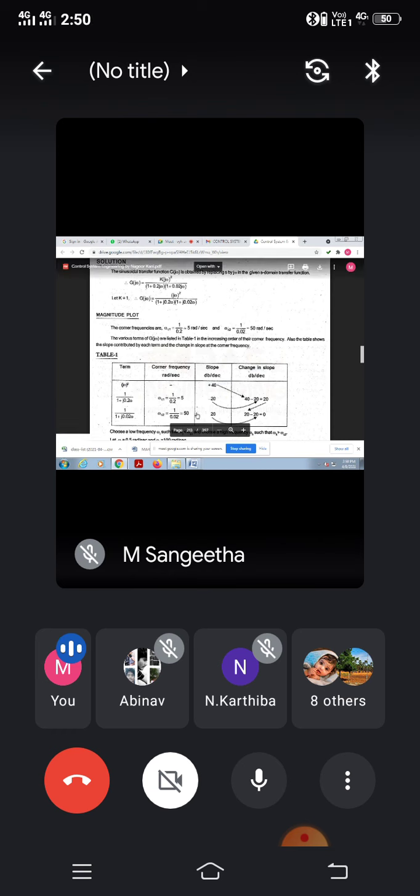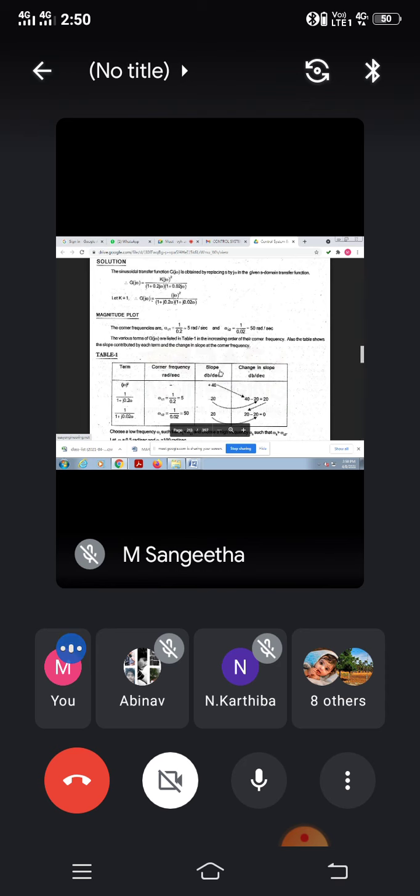For each term, we find the corner frequency. Already we derived the corner frequency for these 2 terms. The first term doesn't have a corner frequency because the corner frequency comes from the 1 plus s format. This is not a 1 plus s format, this is an s format, so this term doesn't have a corner frequency. We already found the corner frequency 1 as 5 radians per second, and for the other, 50 radians per second. So we solved the corner frequencies.